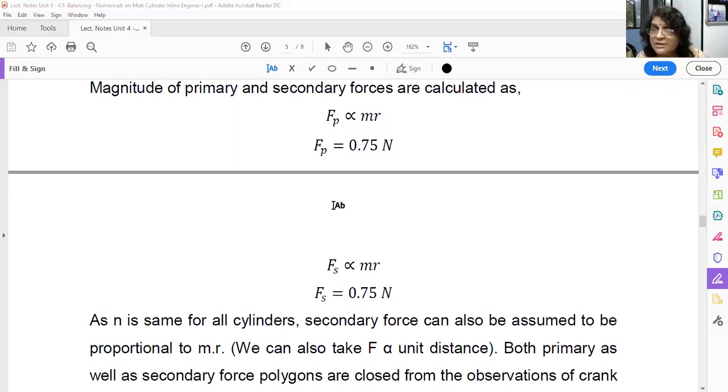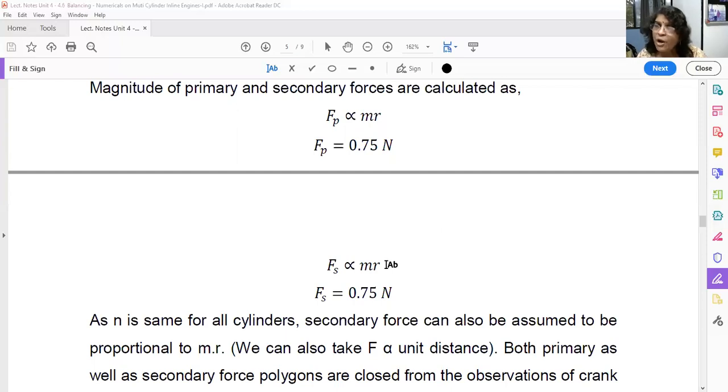We are always interested in the magnitude of primary force and secondary force. What is the magnitude of primary force? Fp is equal to m r omega square. And the magnitude of secondary force is m r omega square upon n.